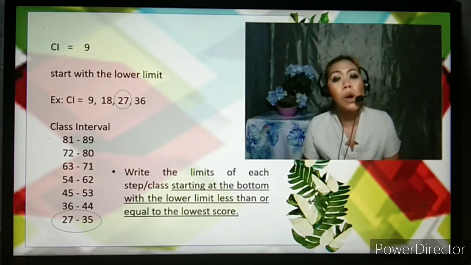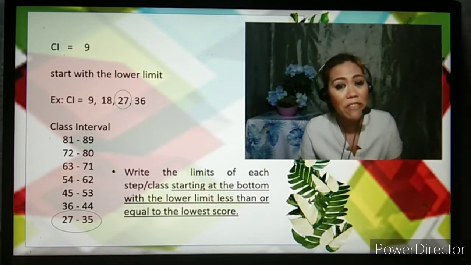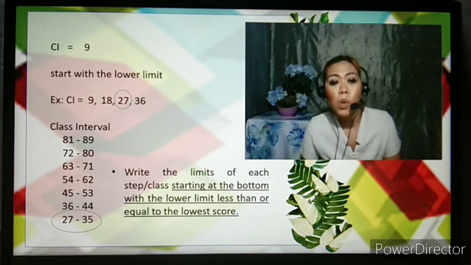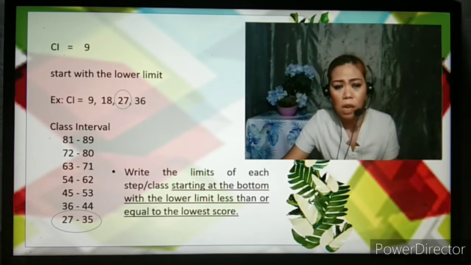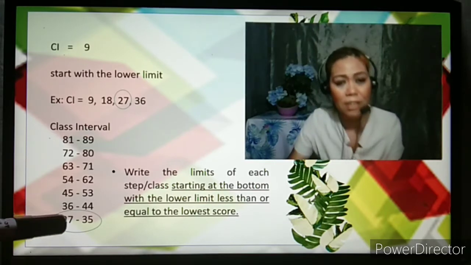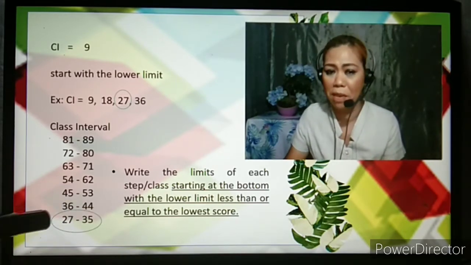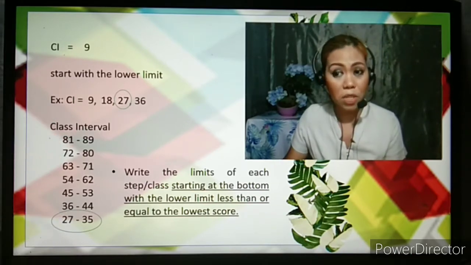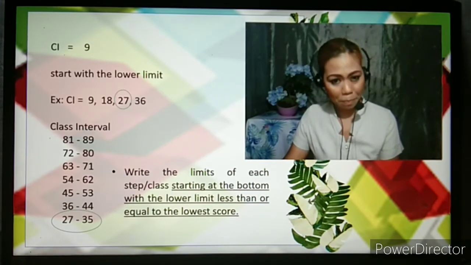So, where do you think the 28 belongs? Which interval? It belongs to 27. So right here, we're going to start with 27. Look at the class interval. As you can see, the class interval might be confusing, but don't get confused, okay? All right, I'll be explaining it to you one by one.